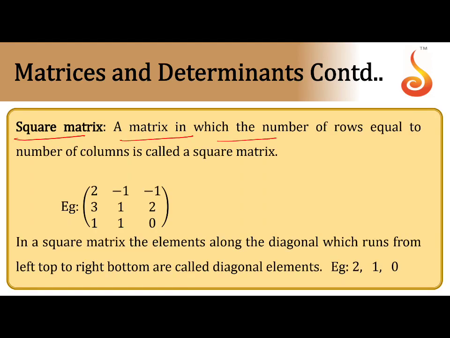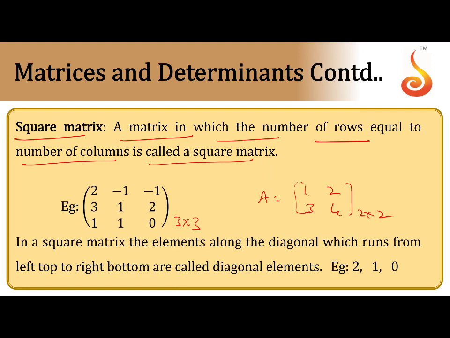The next one, square matrix. A matrix in which the number of rows is equal to the number of columns is called a square matrix. So the number of rows should be equal to the number of columns. Look here, how many rows? 3 rows and 3 columns. This is a 3 by 3 square matrix. Like that you can define a 2 by 2 square matrix also.